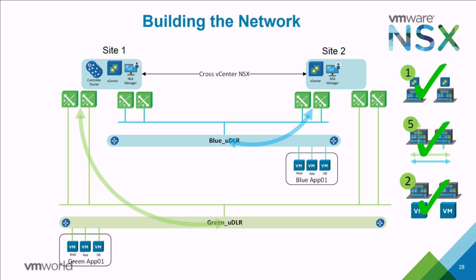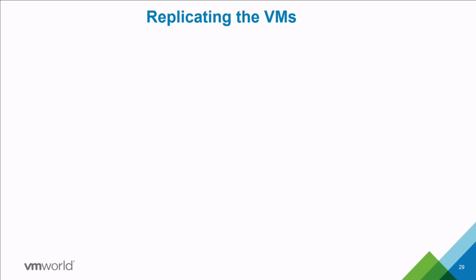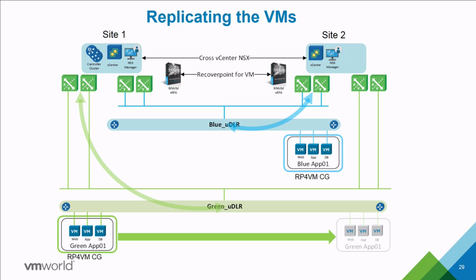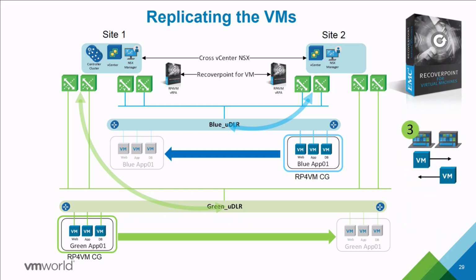Now, what about protecting the workloads or replicating the VMs? This is where we're leveraging RP for VM. So I have my green application and I have my blue application. And within RP for VM, I've created these consistency groups, which is basically just a logical grouping for the application. So for my green application, it's being replicated to Site 2, and the placeholder VMs are created there. And for my blue application, it's being replicated to Site 1, and the placeholder VMs are created there. So here I basically knocked out that requirement of bidirectional disaster recovery.